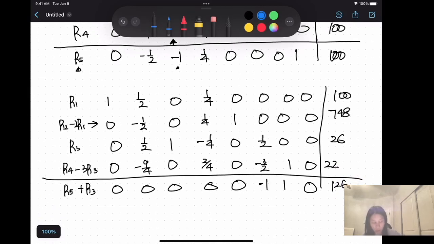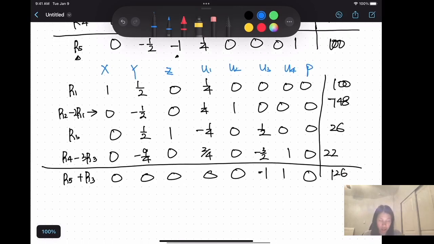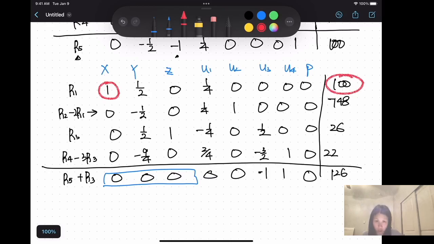So I'm going to record this. This is X, Y, Z, U1, U2, U3, U4, P, and that's the profit. So now, since these are all 0, they don't have any negative number now. That means we are done in here. So now let's look at which variable has a 1 as their coefficient. This one equals 1. So that means X is going to equal 100.